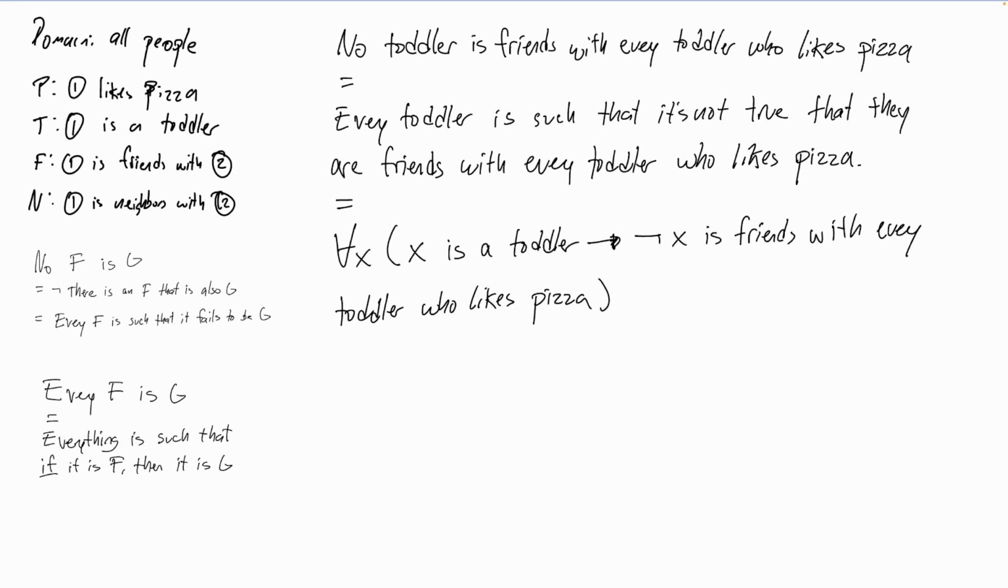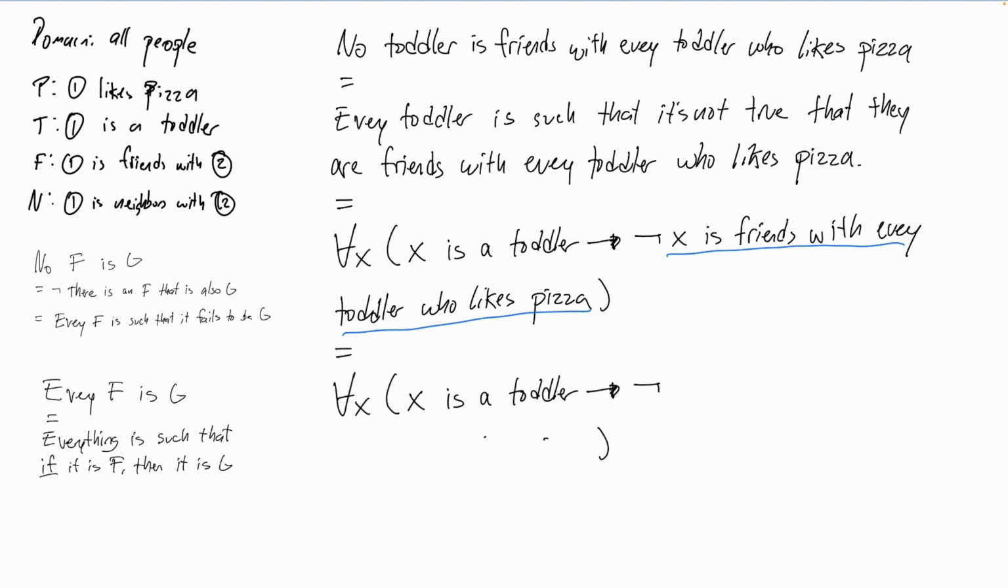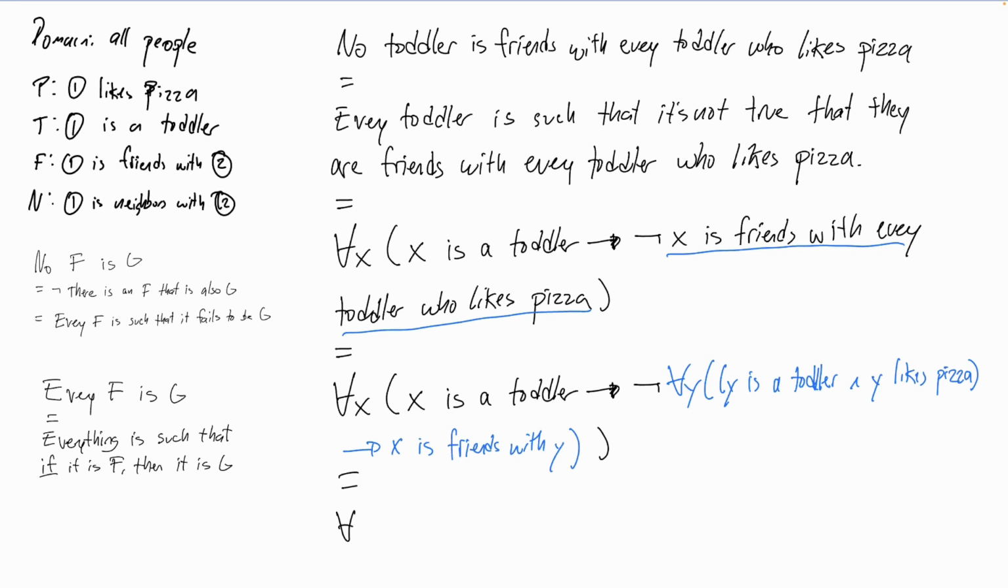And we already dealt with X is friends with every toddler who likes pizza. That becomes, for each thing Y, if Y is a toddler and Y likes pizza, then X is friends with Y. So we end up with the formula for all X, if TX, then for all Y, if TY and PY, then FXY. That also works as a translation. It's equivalent to the formula we gave earlier.